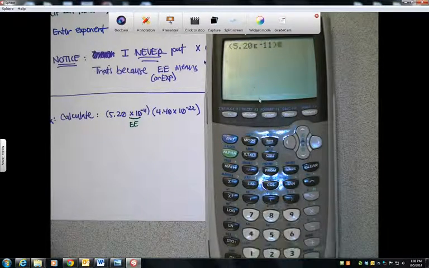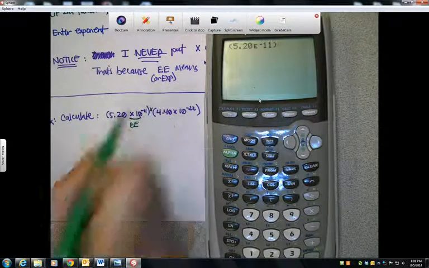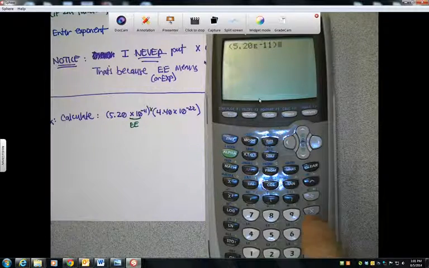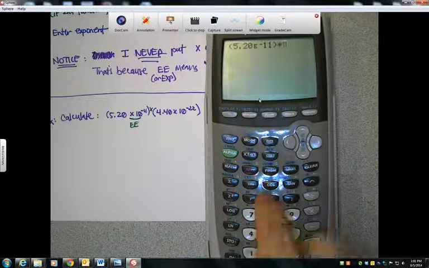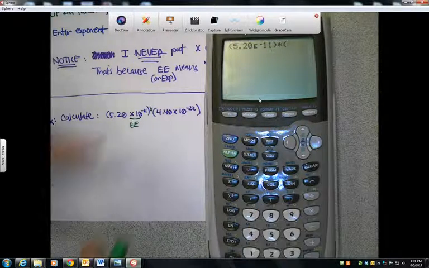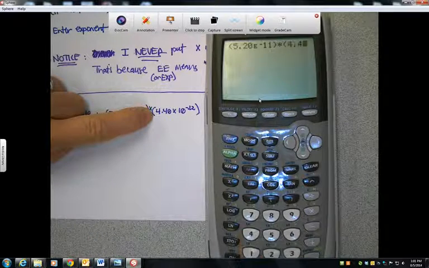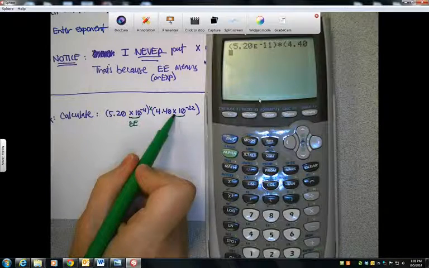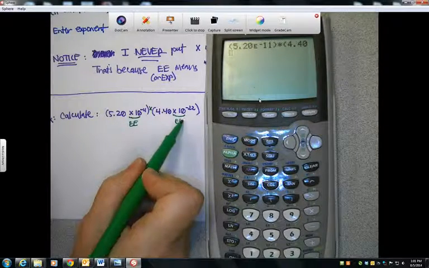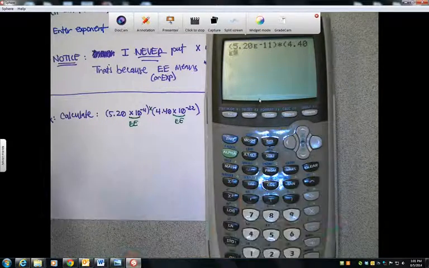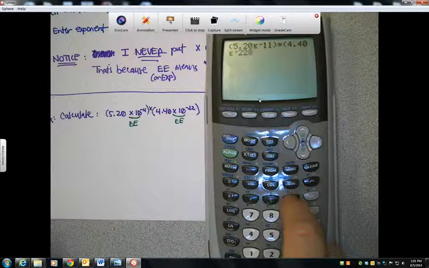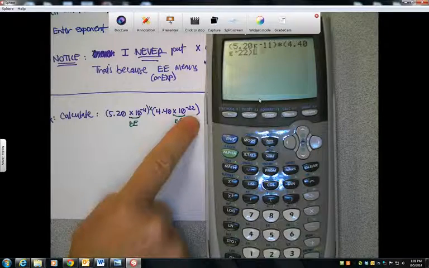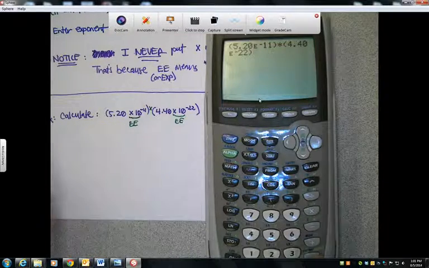And then I'm going to close the parentheses. Close. And we assume there's a multiplication between these two, right? You're multiplying those together. Times. And then again, open parentheses, 4.40. And remember, instead of times 10, you want to use your EE button. Second function, EE. And then again, it's a negative, so negative 22.